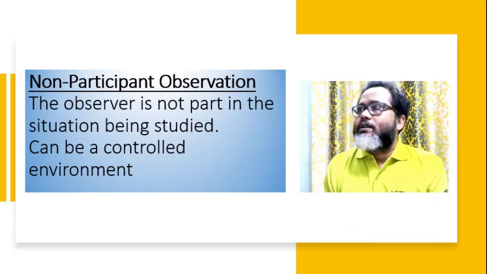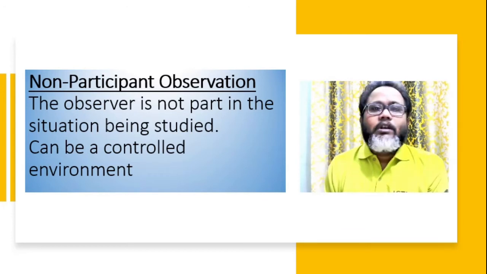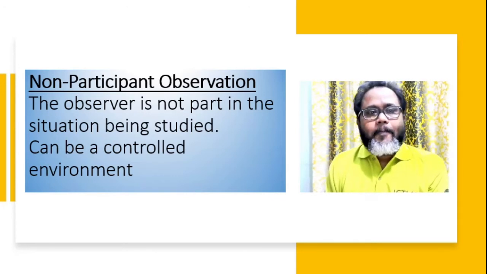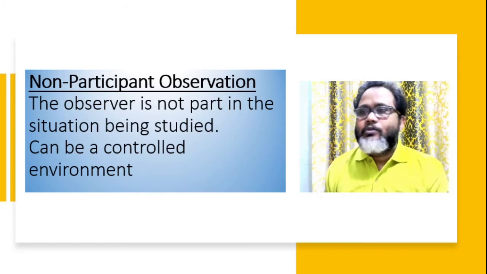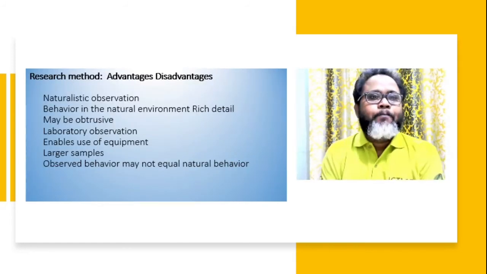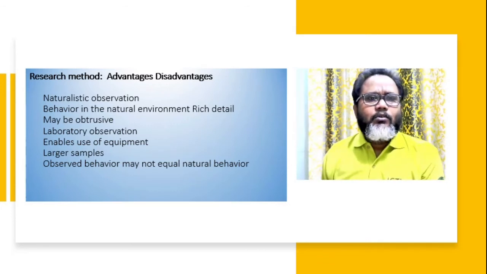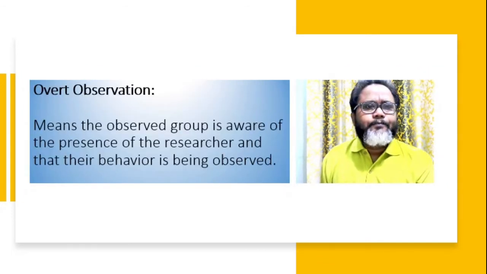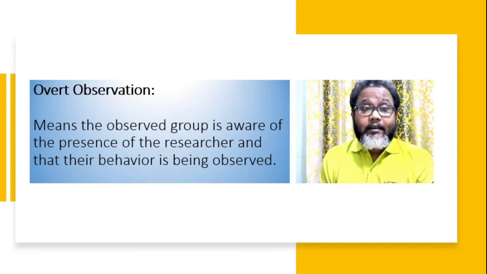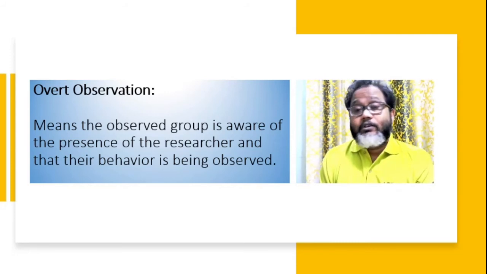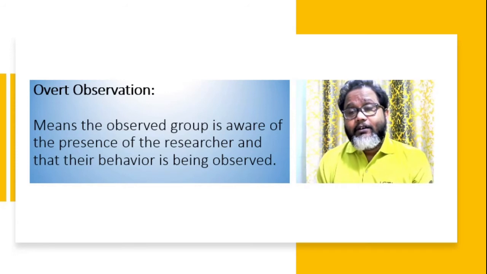So obviously we can go for a control environment, where the observer is obviously not a part of it. He is just like a supervisor, seeing that. In research methods we have a lot of things, and right now I am covering observation. In overt observation, the presence of the researcher is known and their behavior is being observed. They always know that.